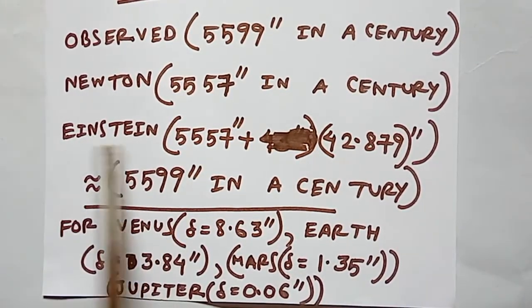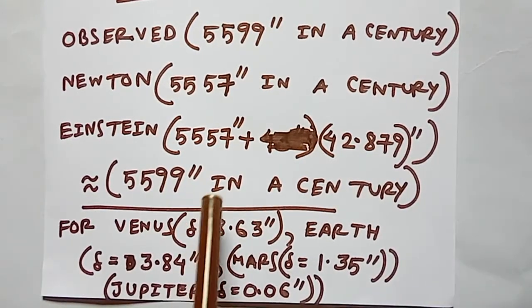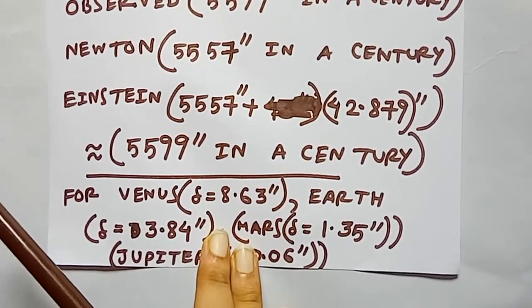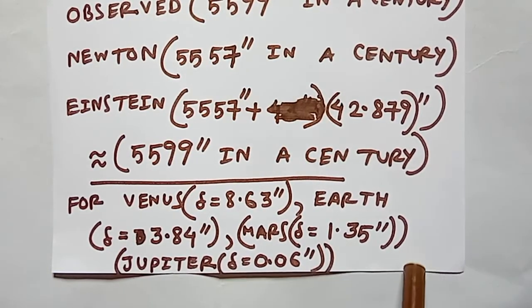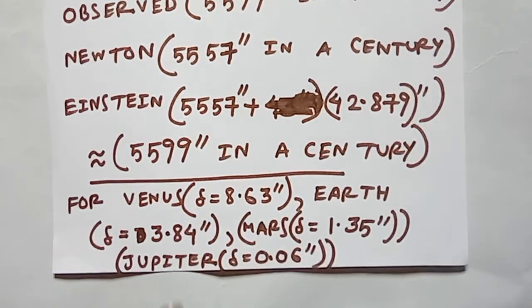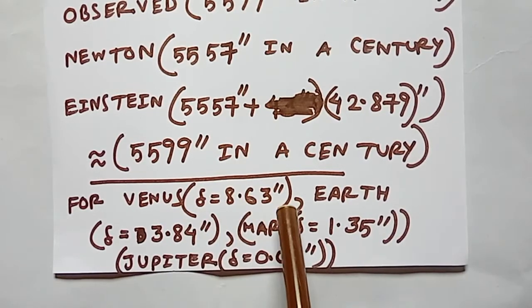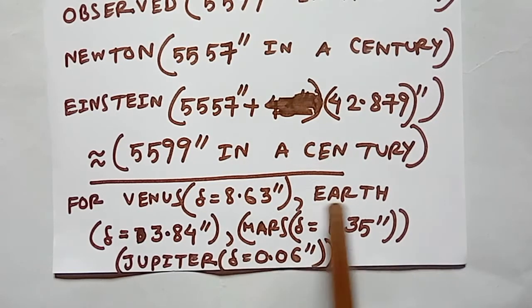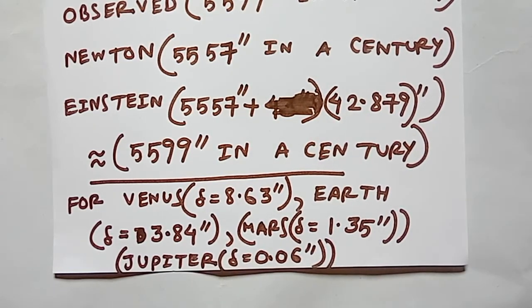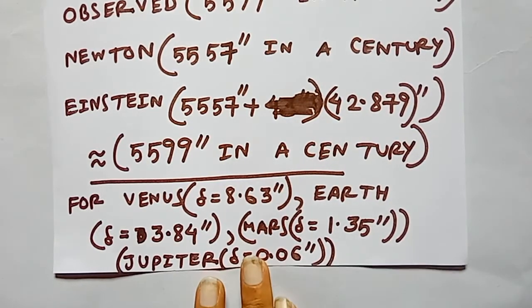Okay, now we see the delta term for other planets: for Venus delta equals 8.63, Earth delta equals 3.84, Mars delta equals 1.35, Jupiter delta equals 0.06 per century. This is the correction for each, and we finish that.